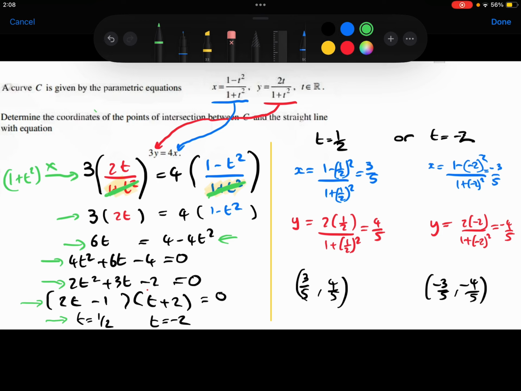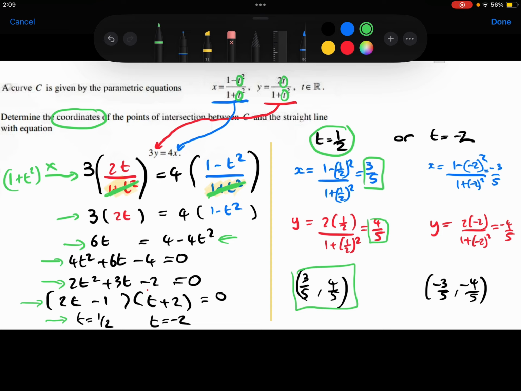We want the coordinates, so the x and the y values, when that happens. So first, let's consider what happens when t is 1/2. So I've plugged 1/2 in here and here to work out what the x coordinate is when t is 1/2. Then I've plugged 1/2 in here and here to work out what the y coordinate is when t is 1/2. So when t is 1/2, the curve and the line intersect at the x coordinate 3/5 and the y coordinate 4/5.